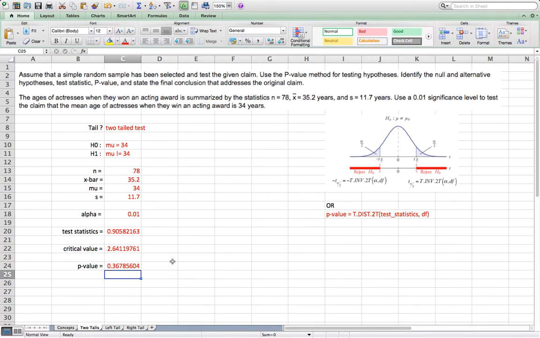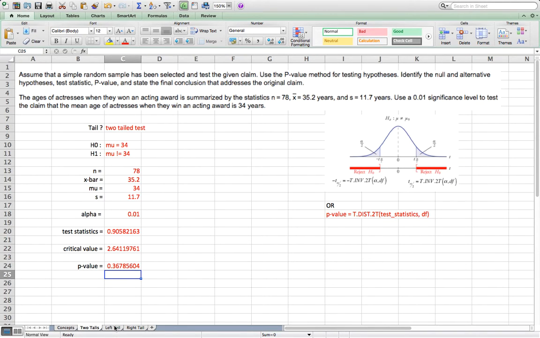Okay, so now this p-value is much bigger than the significance level. So with a bigger p-value, we fail to reject the null hypothesis. Again, we make the same conclusion. There is insufficient statistical evidence to warrant a rejection of the claim that the mean age of actresses when winning the acting award is 34 years.